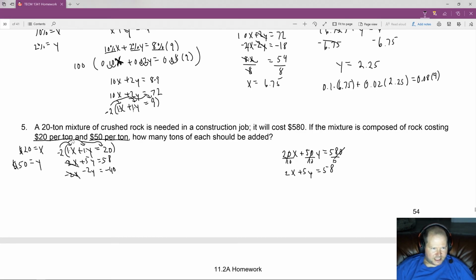And 2x plus negative 2x cancels out. 5y minus 2y is 3y. 58 minus 40 is 18. We undo the multiplication of y by 3 by dividing by 3. Cancel, cancel. We end up with y is equal to 6.